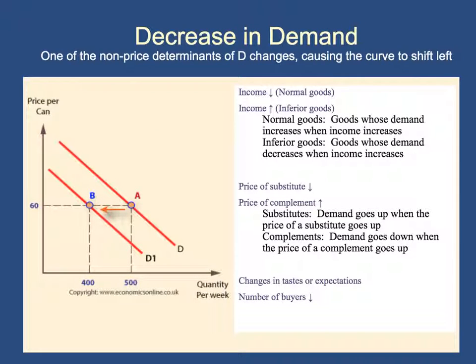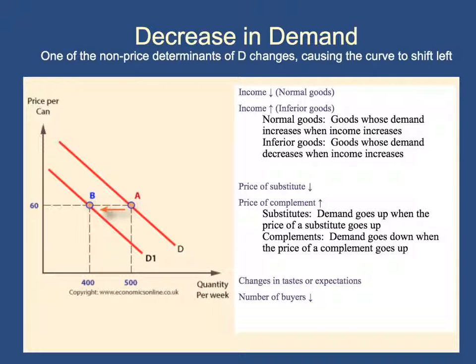And just like there are factors that increase demand, those exact same factors can decrease demand if they move in the opposite direction. For example, if it's a normal good, if you become poorer, you're going to demand less output at every price level, shifting the demand curve to the left. If it's an inferior good, if you become richer, you are going to demand less output at every price level for that inferior good because you're going to buy better products.